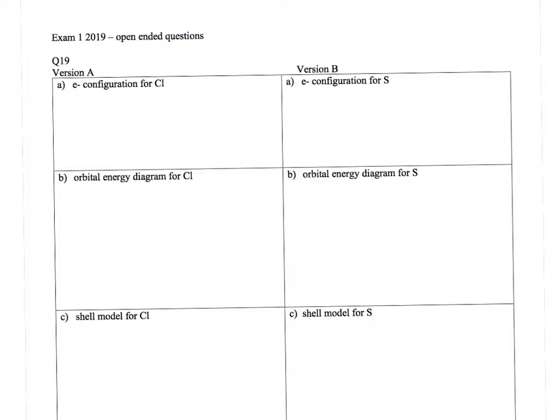So in question 19, the question asked you to represent an atom, in this case either chlorine or sulfur, in several different ways. And I suggest you have a periodic table out in front of you so that you can kind of follow along as we go through this. So chlorine has an atomic number of 17. Sulfur has an atomic number of 16.